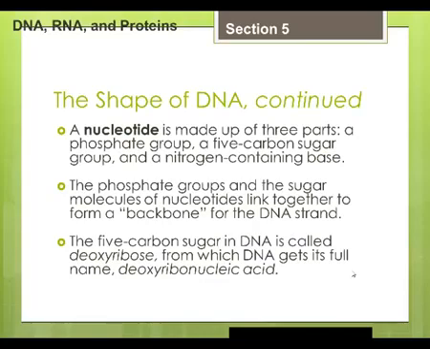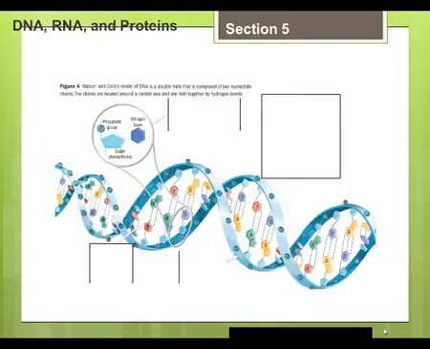So a nucleotide is made up of three parts. It's made up of a phosphate group, a 5-carbon sugar group, and a nitrogen-containing base. Phosphate groups and the sugar molecules of nucleotides link together to form a backbone for the DNA strand. The 5-carbon sugar in DNA is called deoxyribose, which is how the name deoxyribonucleic acid is created. In the next slide, we'll look more specifically at each one of these subunits and what the overall structure of DNA looks like based on those subunits.